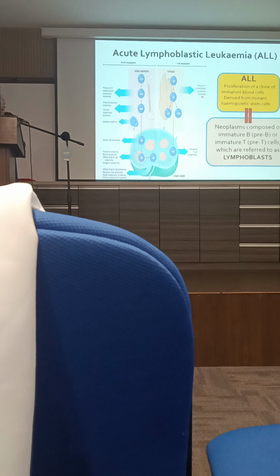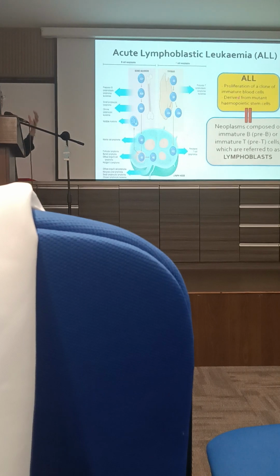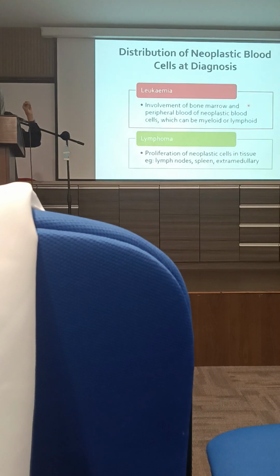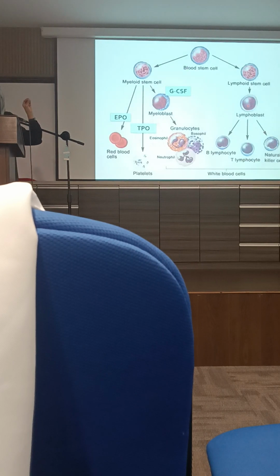Right. So acute lymphoblastic leukemia is a proliferation of a clone of immature blood cells. So it's derived from, remember, that mutant stem cell. Okay, so from your stem cell, it could be from here, it could be from here, it could be from here. If the leukemia was of this type, which we have identified, it's about worse prognosis. But suffice for you to know that this is the cell that becomes malignant in acute leukemia.